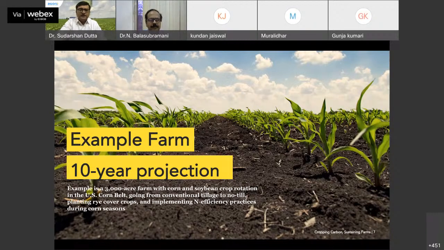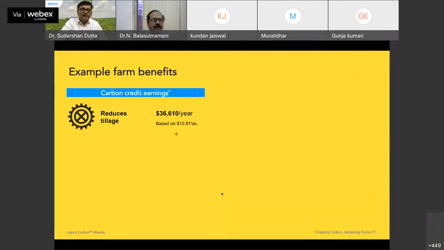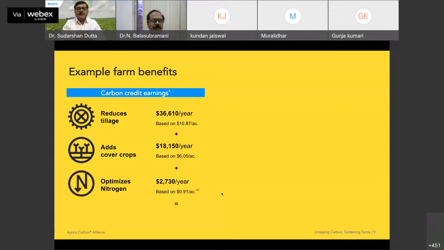But this is actually a 10-year projection from the US, for a 3,000 acre farm with corn-soybean crop rotation. And we see that in the initial part there will be some possibility of less farm income because of the shift, because of the change in the practices. But as time goes on, when we put more and more conservation agricultural practices into reality, there is a definite possibility of improving the output from the farm in terms of financial growth. Another example, if we talk about reduced tillage, it gives about $11 per acre benefit, and then adding a cover crop, which is like an inclusion of a new crop in the system, maybe an intercrop or a cover crop as a whole, definitely has a value addition of about $6 an acre.